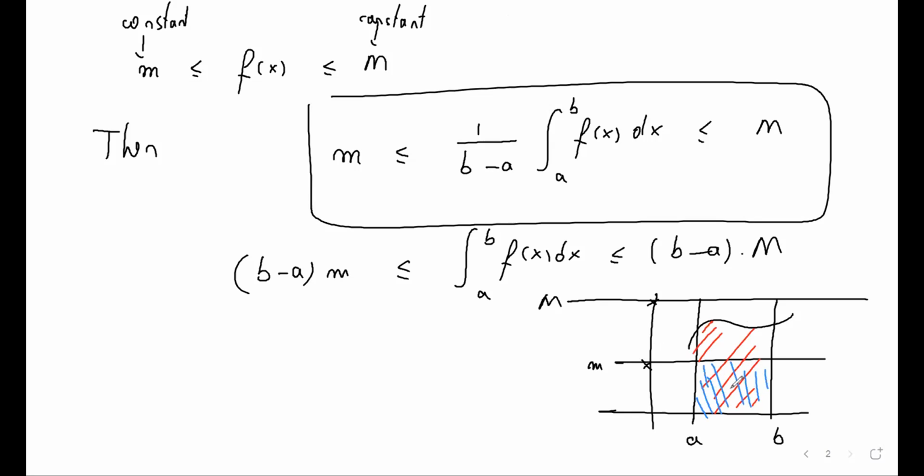But this blue area is b minus a, the base, times the height, lowercase m. And so the integral is also less than or equal to the big area, which I'm going to color with pink, being b minus a times uppercase M. So the red thing is the integral from a to b of f of x dx. You see that that integral is squeezed between these two values, and that's why the inequality, when you divide out by b minus a, you get this thing here.